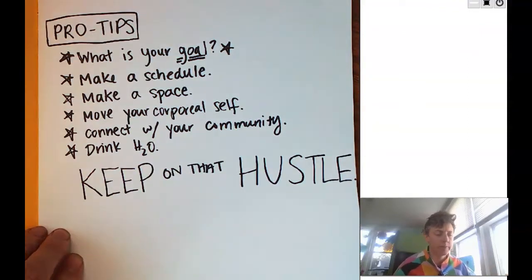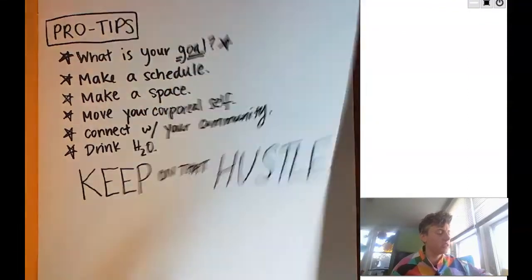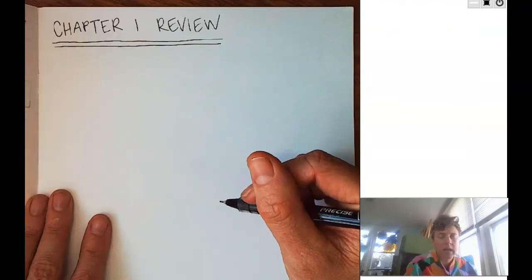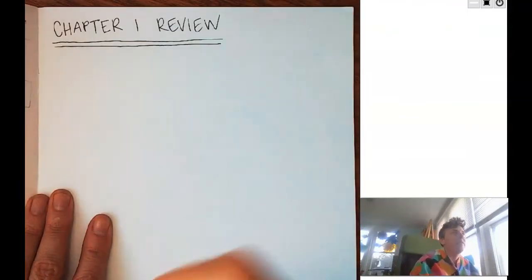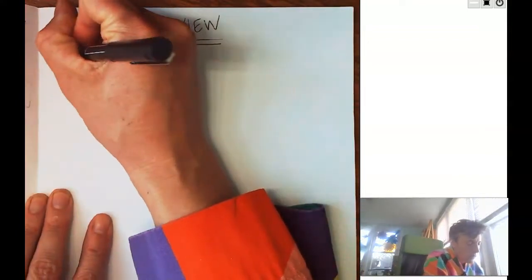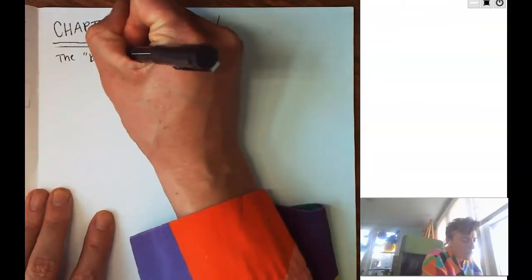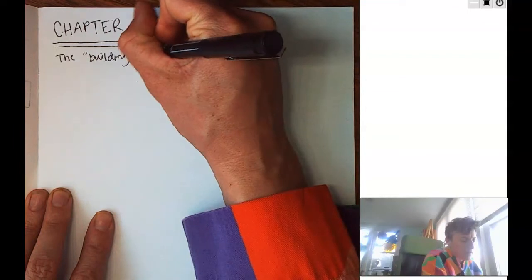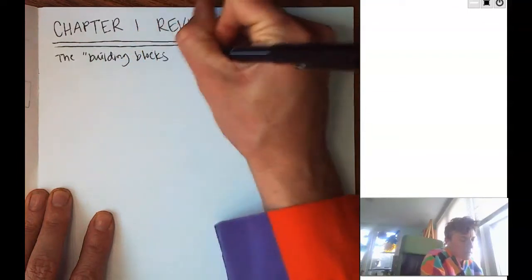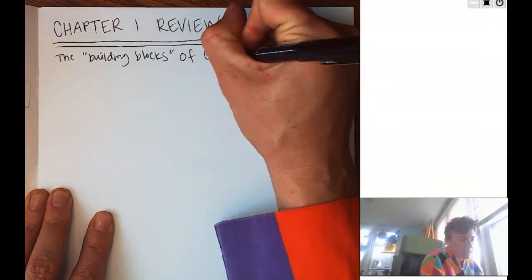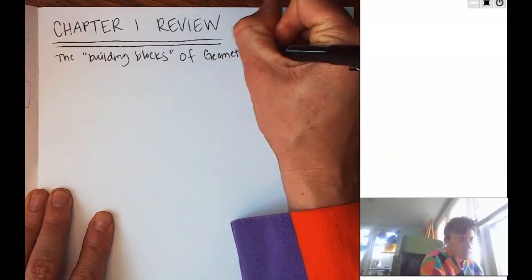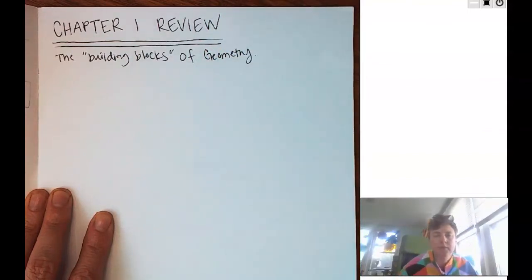So go ahead and get out your notebooks, get yourself a new space. Chapter 1 review. Chapter 1 was all about the building blocks of geometry. The building blocks of geometry. So, we had the point, the line, and the plane.